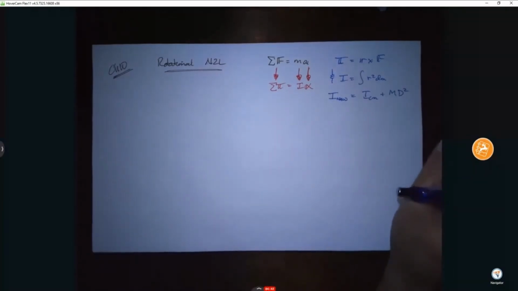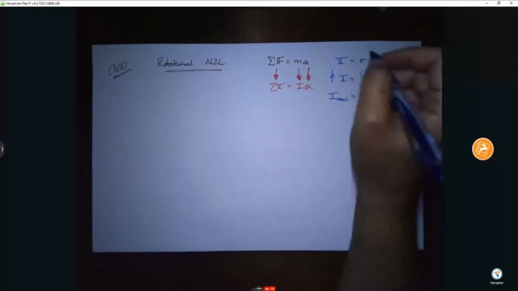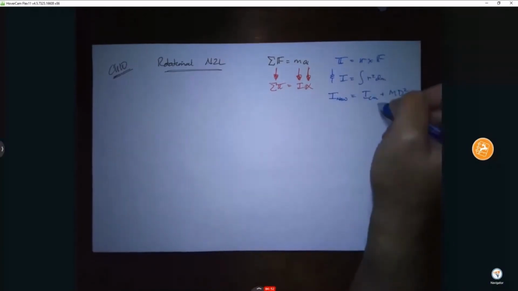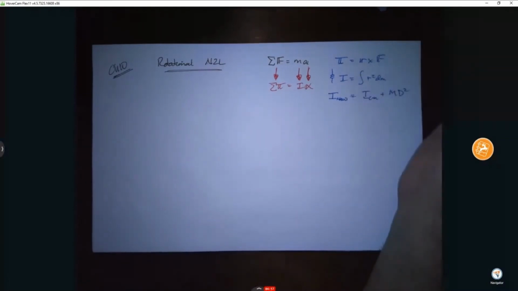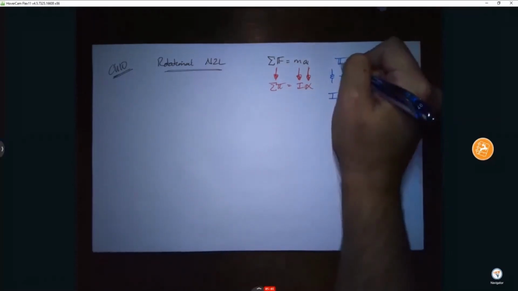And like I said, this is kind of a new thing: it was the same rod, but we rotated it through a different axis, and then the moment of inertia changed. There is no translational counterpart to that.